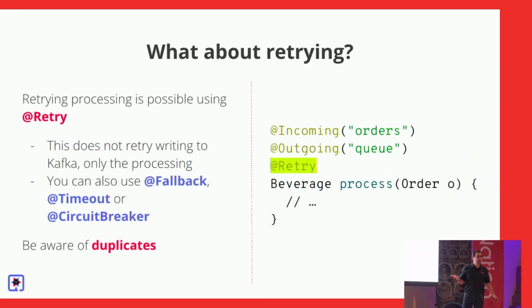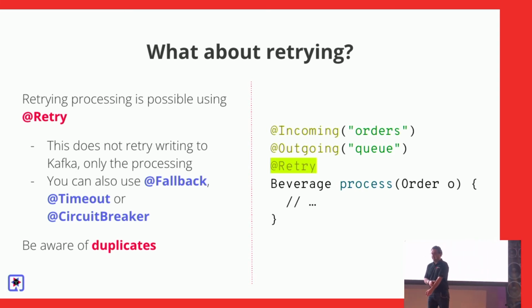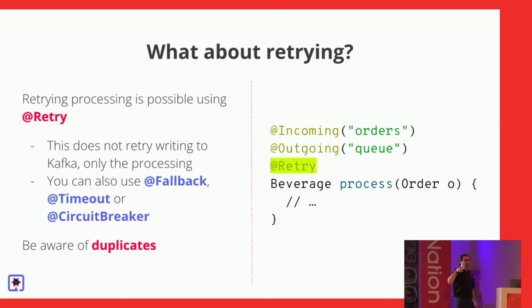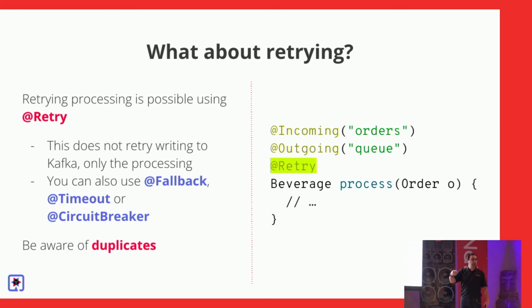Of course, you can retry. You can retry, and for this, you will use the SmallRye Fault Tolerance annotations, like fallback, timeout, and circuit breaker, and so on. But only retry if you know what you are doing. You may break your system because you are creating duplicates. So, in general, do not retry without having checked that you can really retry and your whole system is idempotent, which is rarely the case. So how to retry? Well, you just add the @Retry and you're done. That's the beauty of it.